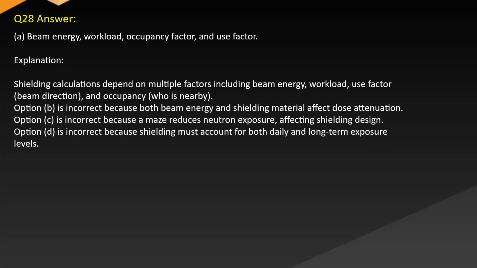Answer A. Beam energy, workload, occupancy factor, and use factor. Explanation. Shielding calculations depend on multiple factors including beam energy, workload, use factor, beam direction, and occupancy, who is nearby. Option B is incorrect because both beam energy and shielding material affect dose attenuation. Option C is incorrect because neutrons affect exposure and shielding design. Option D is incorrect because shielding must account for both daily and long-term exposure levels.